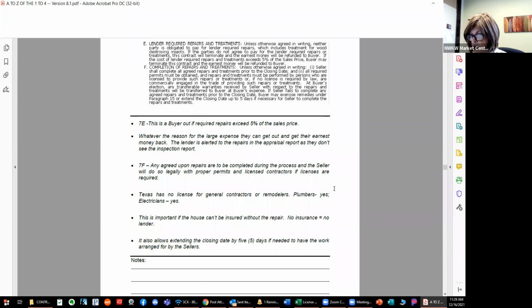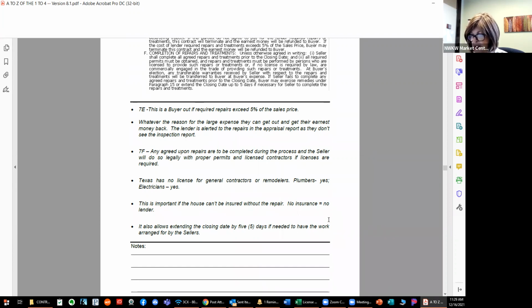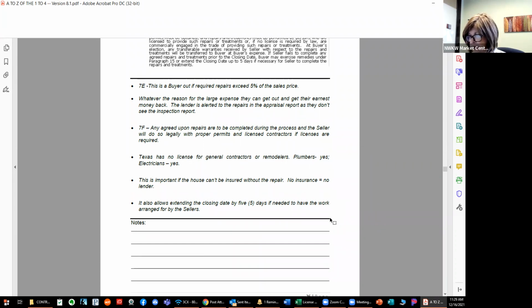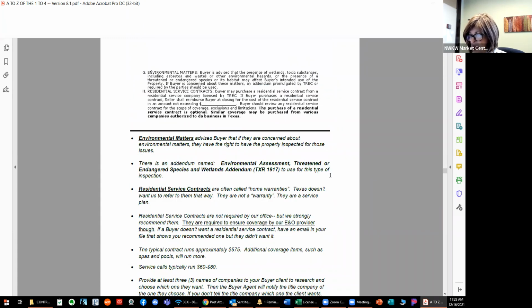Okay, this is important if the house can't be insured without the repair. No insurance equals no lender, which equals no house. It also allows for extending the closing date by 5 days if needed to have the work arranged for by the sellers. But like I said, if you're going to extend it because of work that needs to be done, make sure you have an amendment extending that date. Very important. Document.